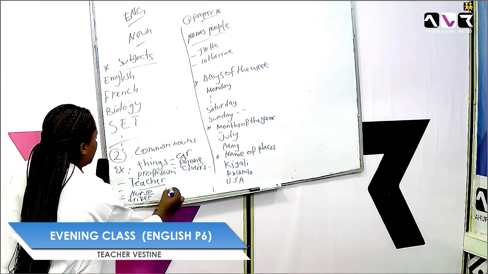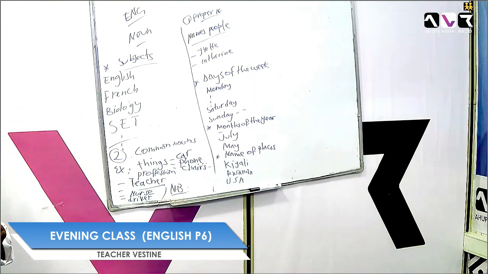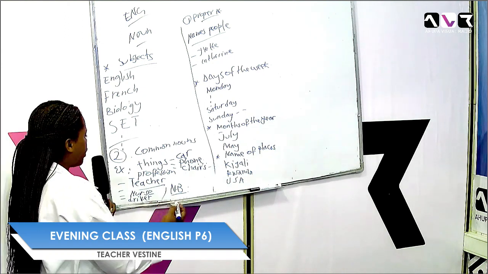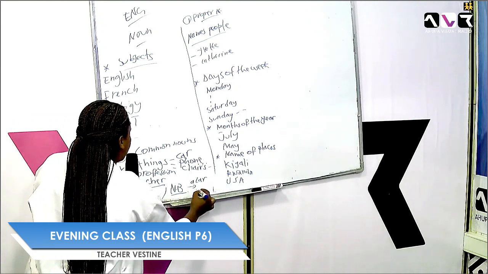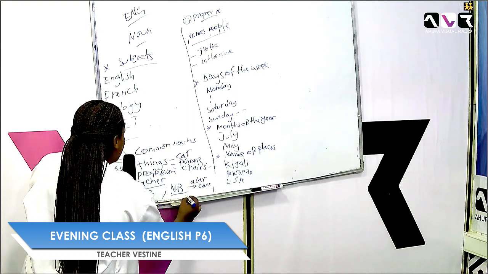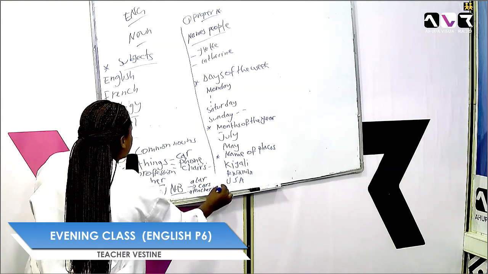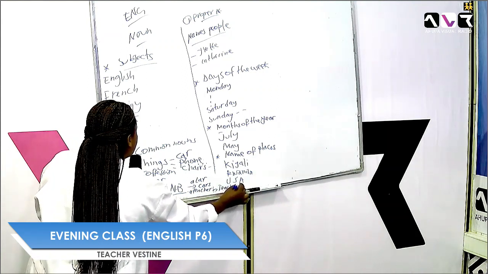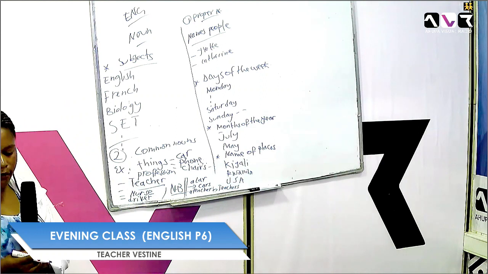As a note, the thing that we can remind ourselves, all common nouns must have the plural form, apart from the uncountable ones. For example, when I have one car, when there are more than one, I say cars. When I have one teacher, more than one are teachers. This is the characteristic of the common noun. They must have the plural form.